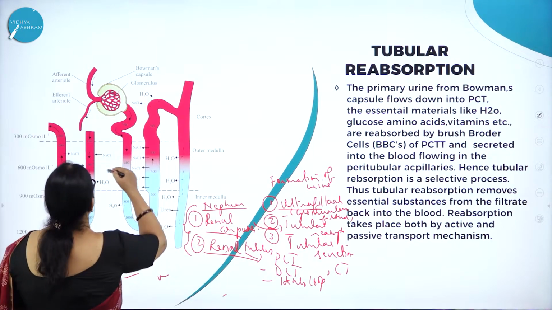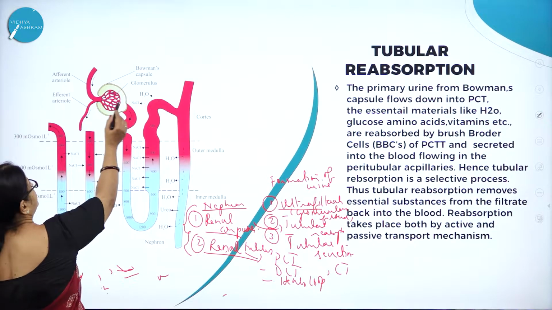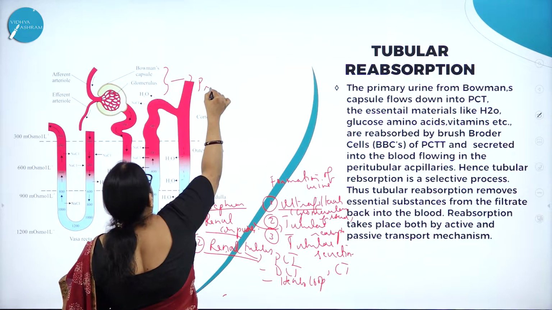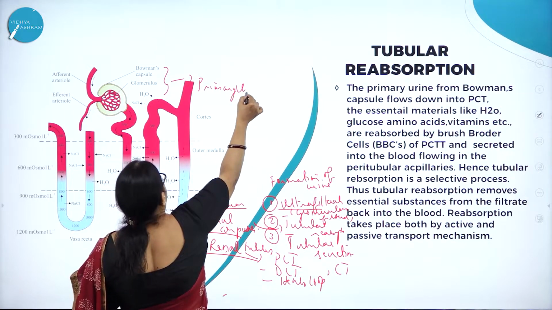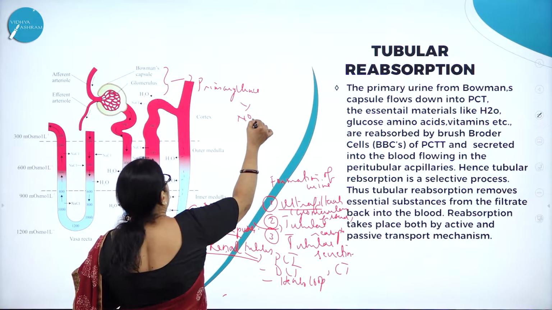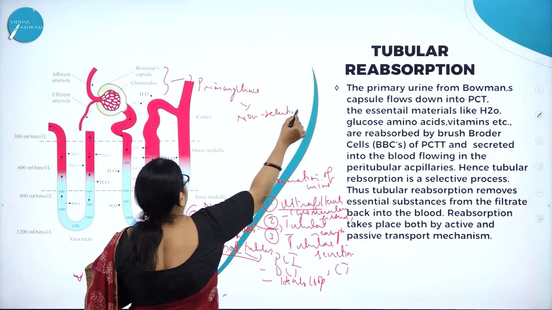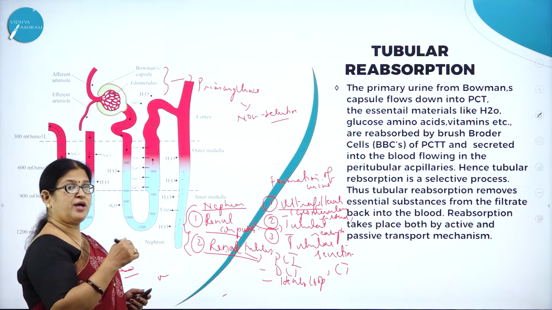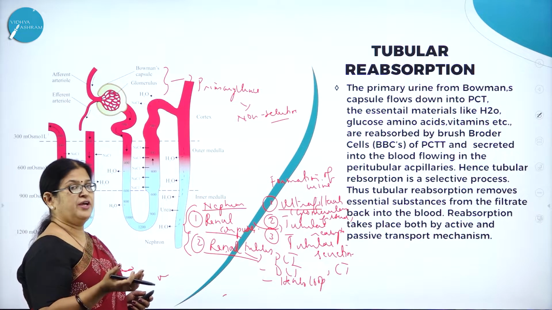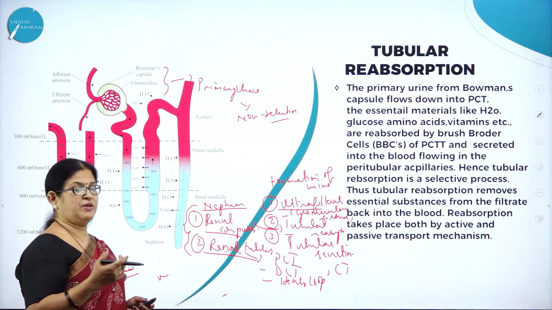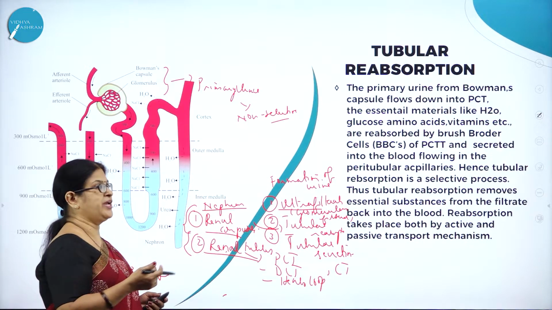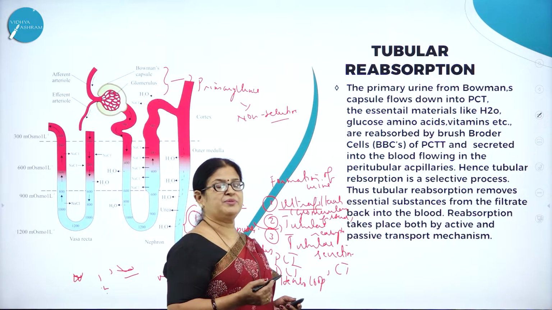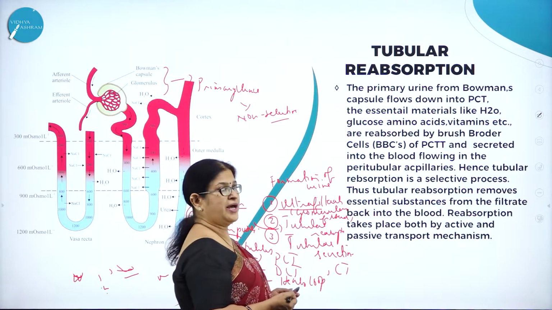Here you can see the tubular section. The urine formed here is called what? Primary urine, which is non-selective. So all important nutrients and minerals will be there in it. Later, the reabsorption of important substances and the elimination of those which are not important, like urea, will take place in tubular reabsorption. Now let us understand the mechanism involved in tubular reabsorption.